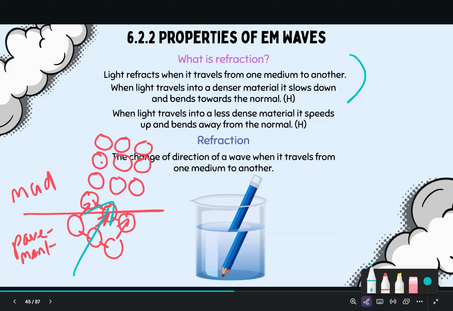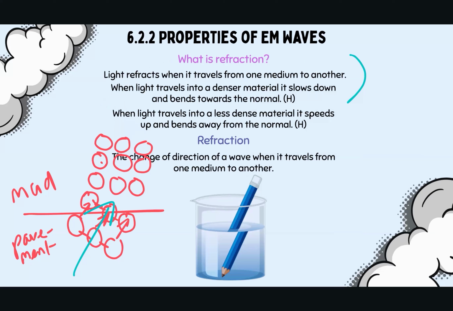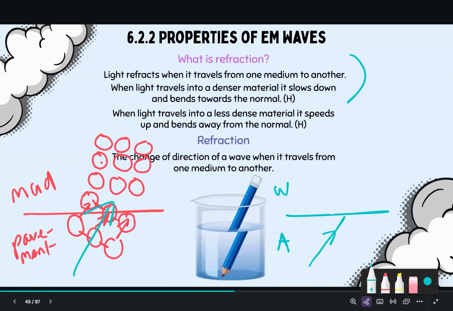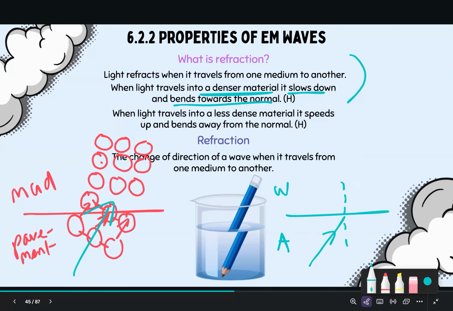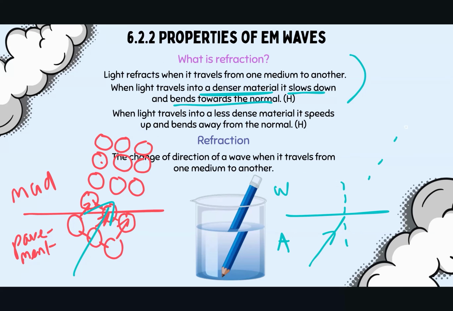When light refracts, it travels from one medium to another. When light travels into a denser material, so now let's use the same example, if it's going from air into water, so the light is traveling this way, it slows down and bends towards the normal. So here's our normal at 90 degrees. Now the light should have continued this way, but instead it bends inwards. And that's happening because it's slowed down. And you can see that example better if you understand that you're walking from a pavement into mud.